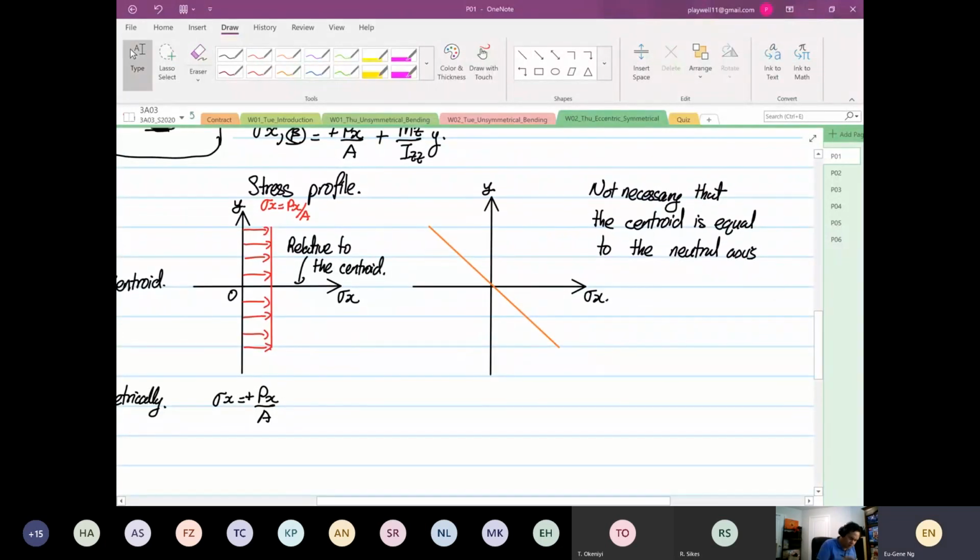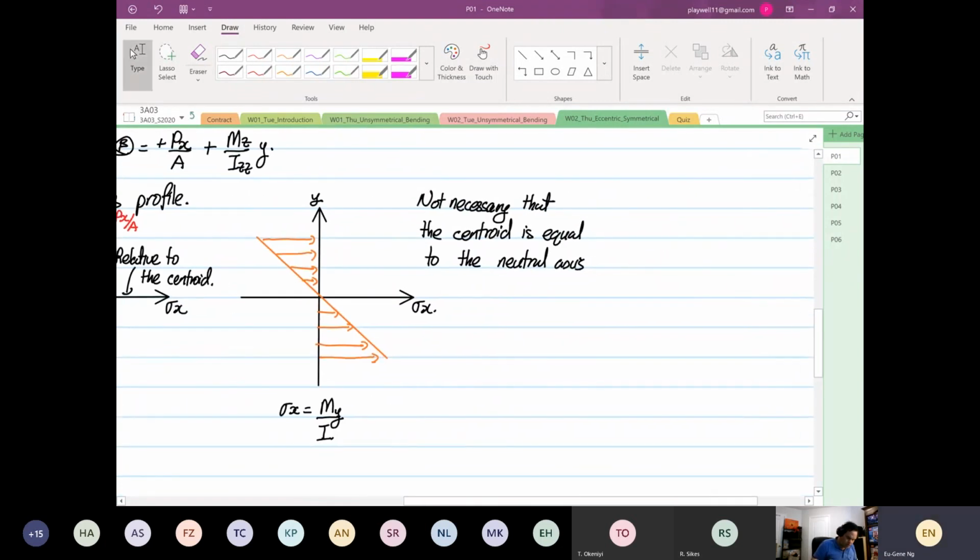Right, so the next one, the stress X is equal to My over I. Now this is due to bending moment. Right, this is due to bending moment. So at the top, we have compression, so it's pushing towards the material. And at the bottom is in what? Tension.